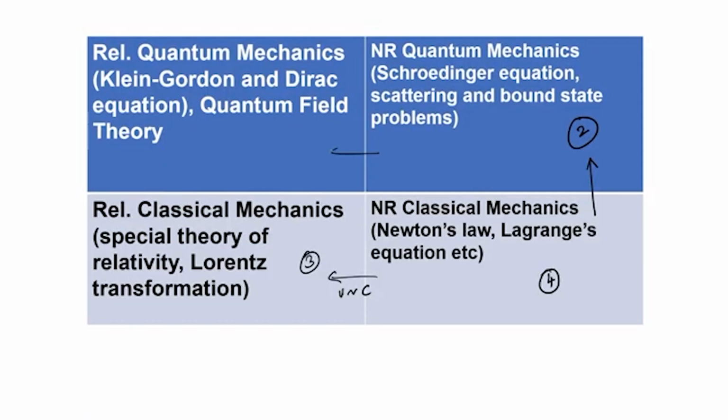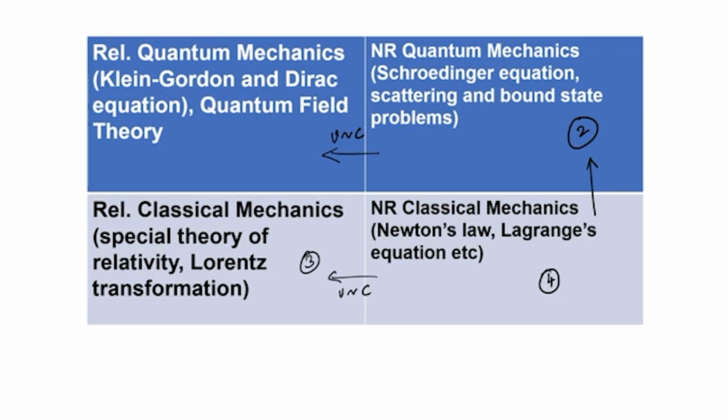Now, again one can go from here to here when you consider v to be of the order of c, and relativistic quantum mechanics, we have not looked at it, and this is precisely what we are going to do here. This would correspond to the Klein-Gordon equation, Dirac equation, quantum field theory, etc. We will simply stop at the Klein-Gordon and Dirac equations.